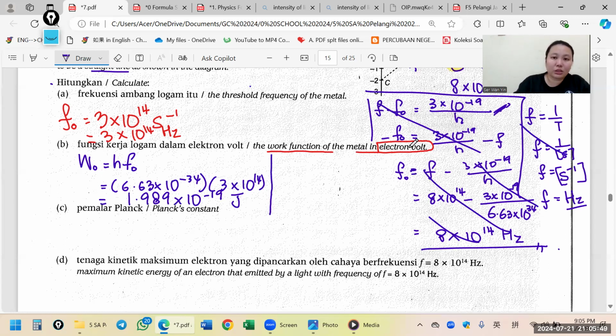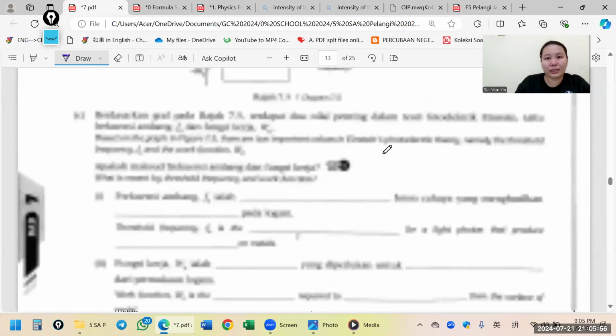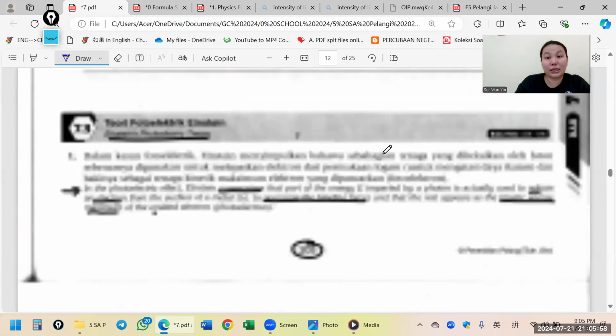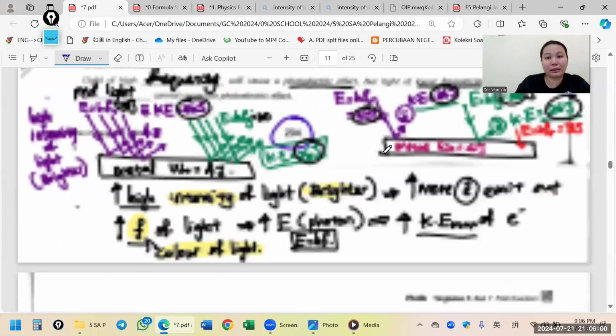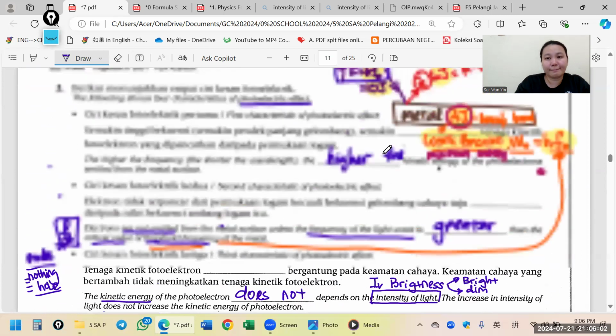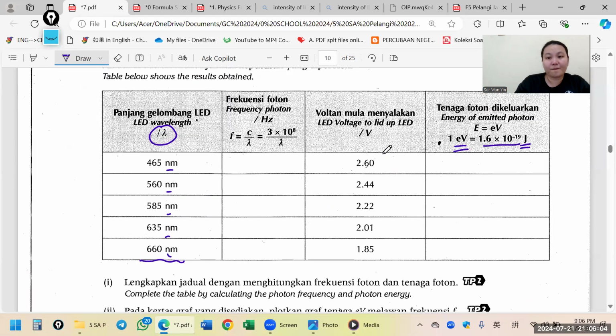But you need to change to eV. Just now we saw, actually what is 1 eV? Normally in the exam they will give you the number. 1 eV equals 1.6 times 10 to the power of negative 19 joules. Feel familiar from chemistry?